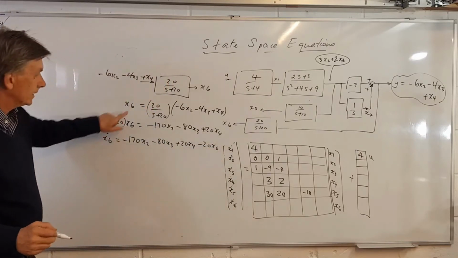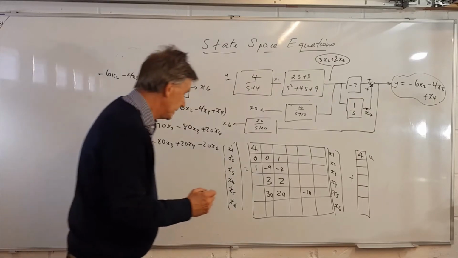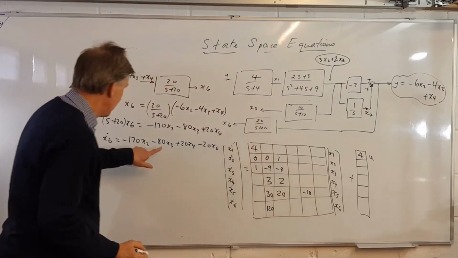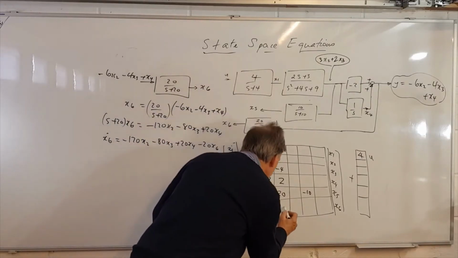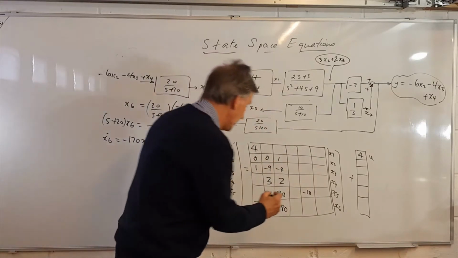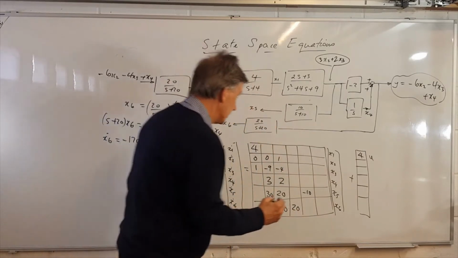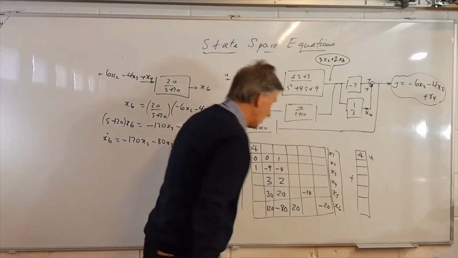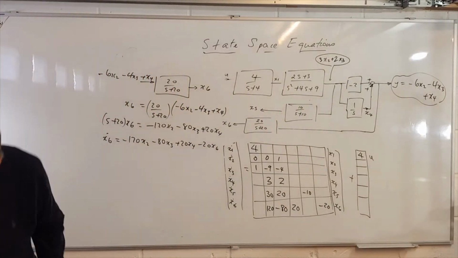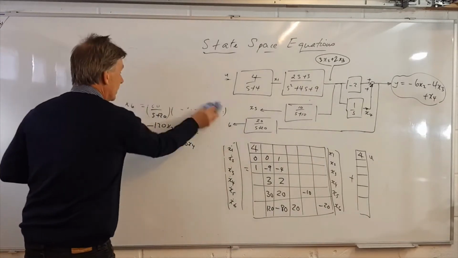That's plus 20 on this side, minus 20 on that side. So that gives us our last equation now. So minus 120 is not going to fit in here. 120 in there, minus 80 in here. Then we've got 20 x4s. That's going to be 20 in there, and minus 20 x6. So this now represents the open loop state space equations for the system.